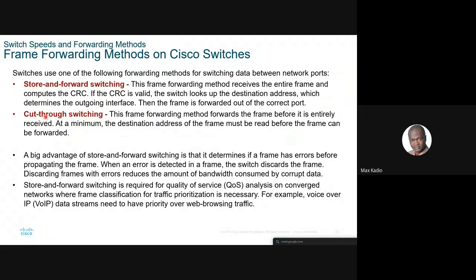Cut through is another method of processing your data. When the switch receives your data, it's going to check, where do you want to go? I want to go to China. Okay, go. It doesn't check if everything's fine or not. So these are the two methods of processing a frame. So it's very, very important. You can read this one. Then we continue.